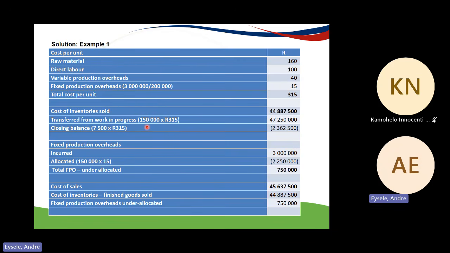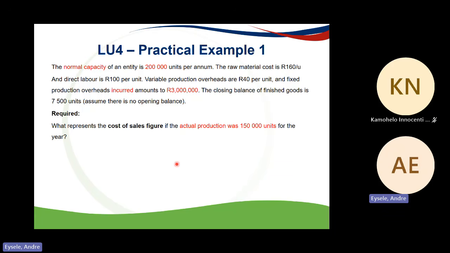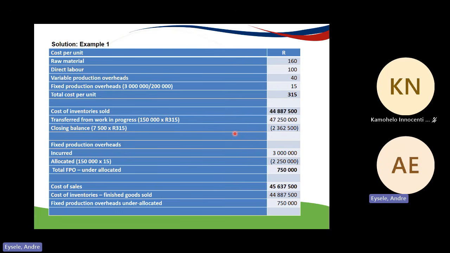150,000 transferred to work in progress. Remember that 150,000 units were produced. That is the actual production. That is what we transfer from work in progress to finished goods. Cost of inventory sold consists of all your costs at 315, which is 47,250,000, and that is for the cost.